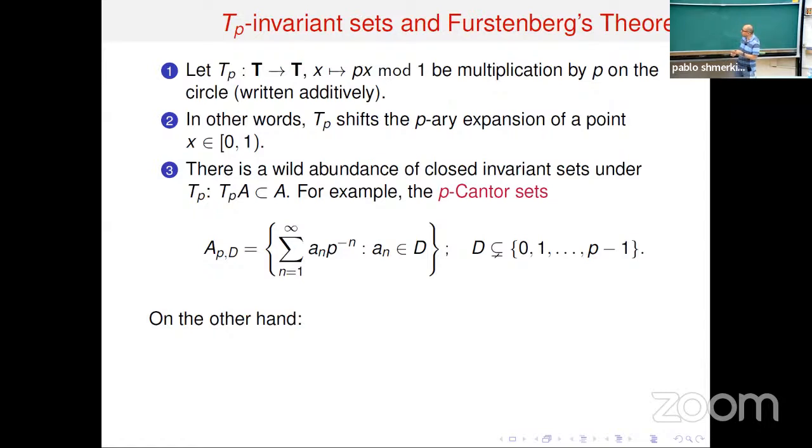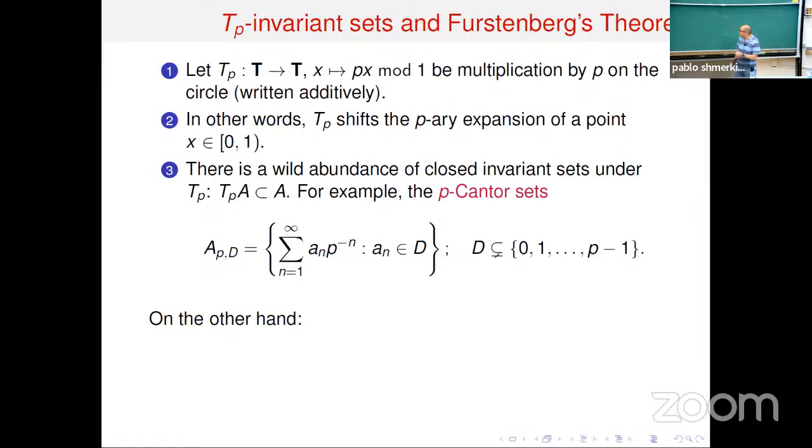So p is an integer at least 2 here. For any such p, there are many, not in the sense of cardinality, but in the sense that there is no way of classifying them or understanding them all. In this sense, there are too many closed sets invariant under any fixed T_p. And the simplest class of non-trivial invariant sets are generalizations of the middle-thirds Cantor set.